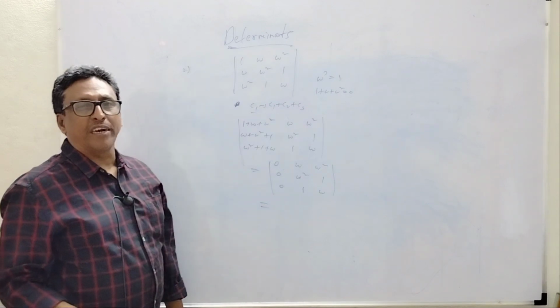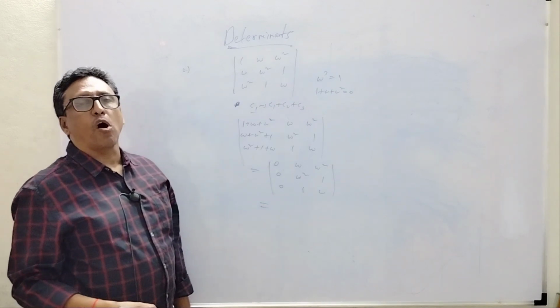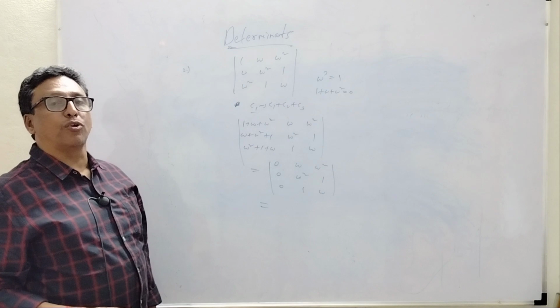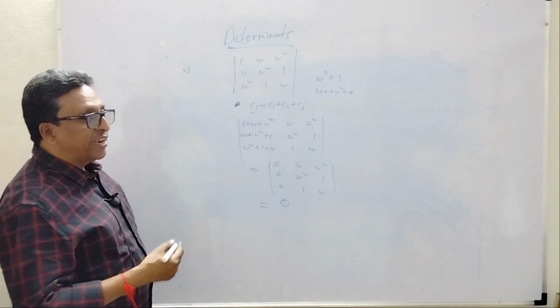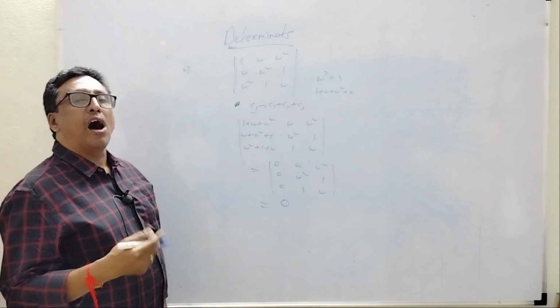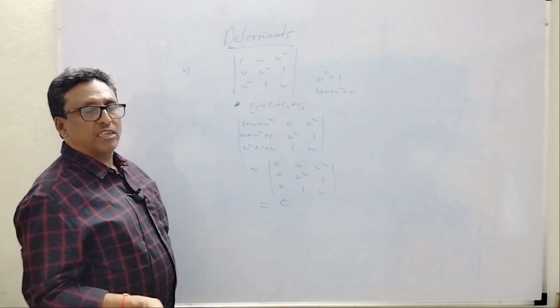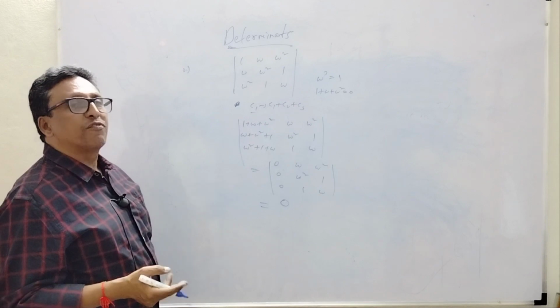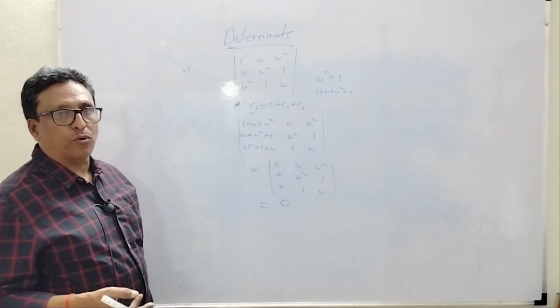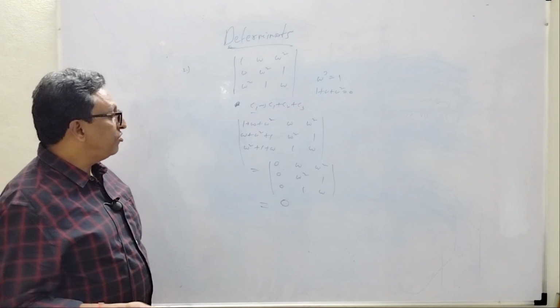Whenever in a determinant a complete row or column is 0, then the determinant value is 0. If the complete first row, second row or third row, or even the first column, second column or third column is 0, then the determinant value is 0.